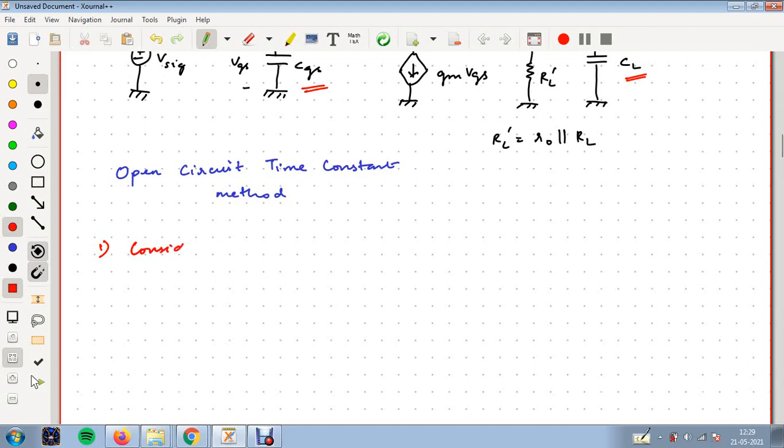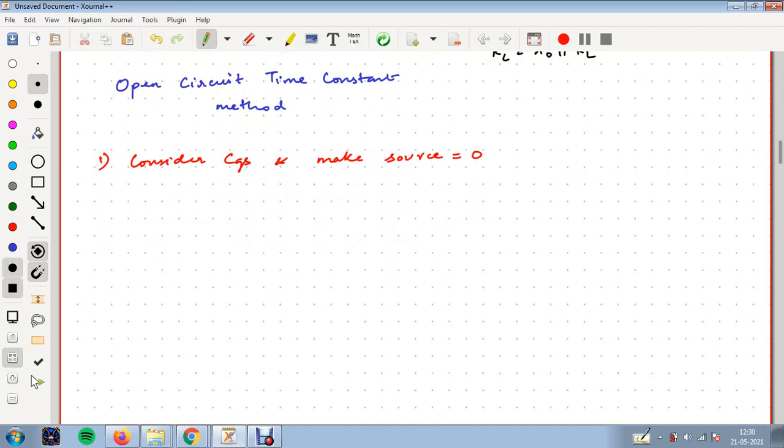First step: consider CGS. When you are considering CGS, you have to make sure that you don't apply any V signal there. You don't apply any input. Consider CGS and make source equal to 0. Source here is V signal, right? So what do you get? The circuit diagram turns out very simple. V signal is 0.